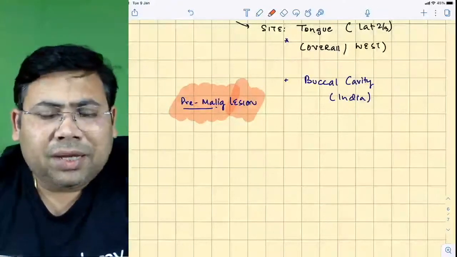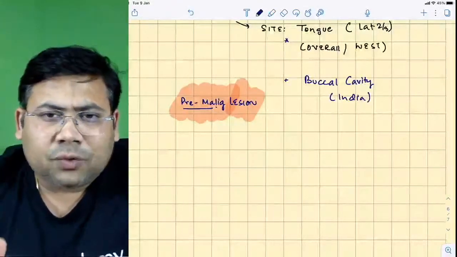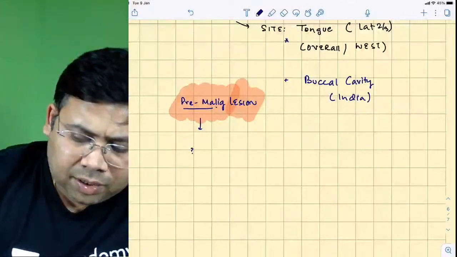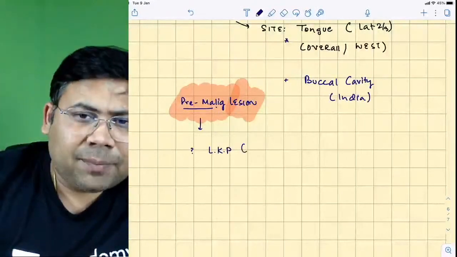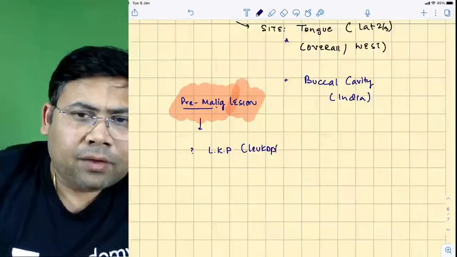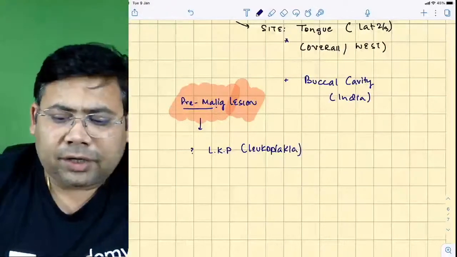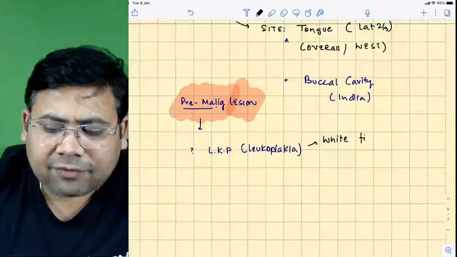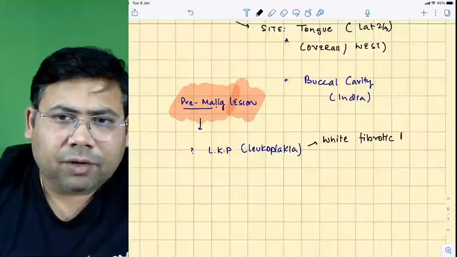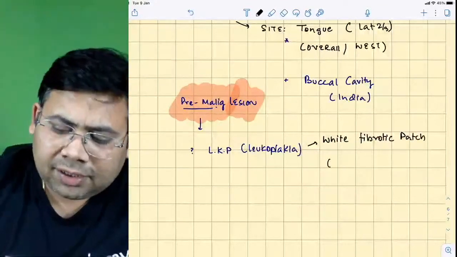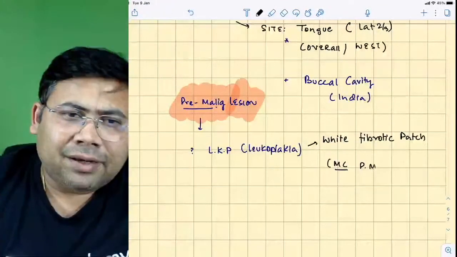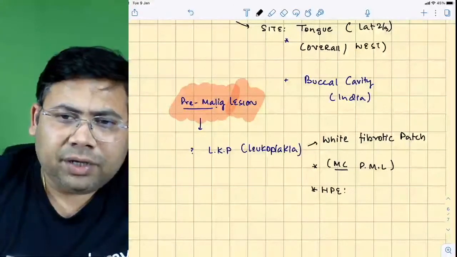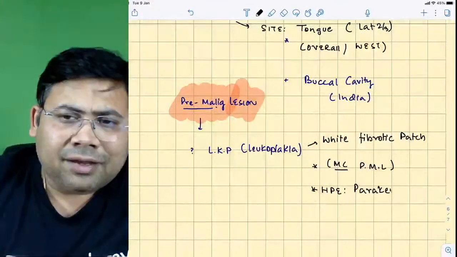When we talk about pre-malignant lesions, the first thing that you should know is we have leukoplakia. What is LKP? This is leukoplakia. We have erythroplakia, leukoplakia. Two points on leukoplakia. Point number one, it is a white fibrotic patch. The second important point is, it is the most common pre-malignant lesion. The third important point is, on HPE, you get to see parakeratosis.